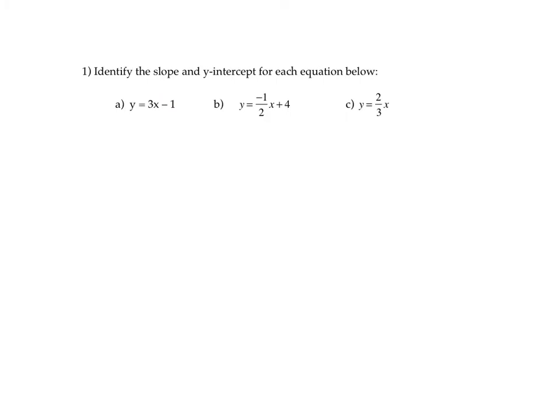So just reviewing the basics, we want to identify the slope and the y-intercept for each equation. Each of these is written in y equals mx plus b form, or slope-intercept form. So the number in front of x is our slope. So in a, the slope is 3, and the y-intercept is -1. In part b, the slope is -1/2, and the y-intercept is +4.